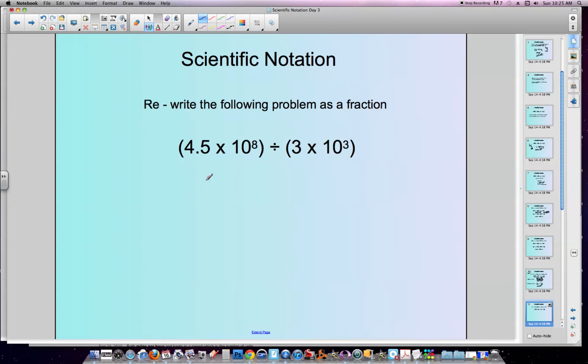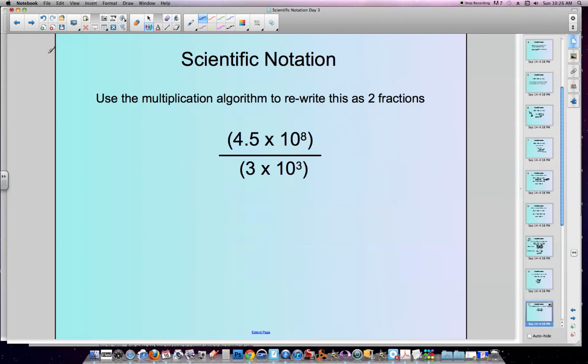So we'll do another one. We're going to start by rewriting this as a fraction. So what do we get? We get 4.5 times 10 to the 8th over 3 times 10 to the 3rd. That's what we've got here. Now we're going to write this as two fractions. So 4.5 over 3 times 10 to the 8th over 10 to the 3rd.